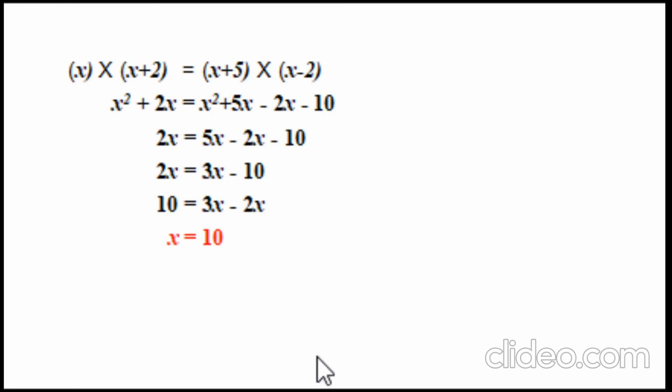Then solving this, what do we get? X into X, X square. X into 2, 2X. X into X, X square. 5 into X, 5X. Minus 2 into X, minus 2X. And plus 5 multiplied by minus 2 is equal to minus 10. This X square cancels, so we get 2X is equal to 5X minus 2X minus 10, 5 minus 2, 3, so 2X is equal to 3X minus 10, 3X minus 2X is equal to 10, and finally you get the value X is equal to 9.